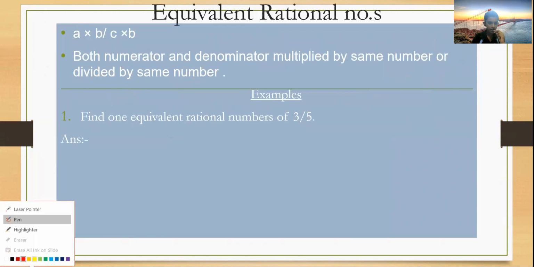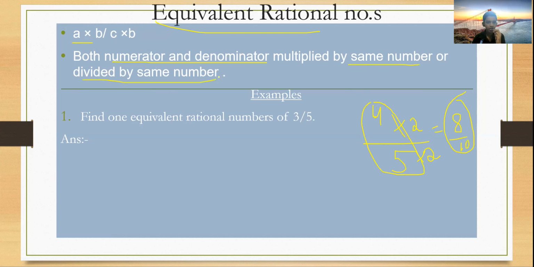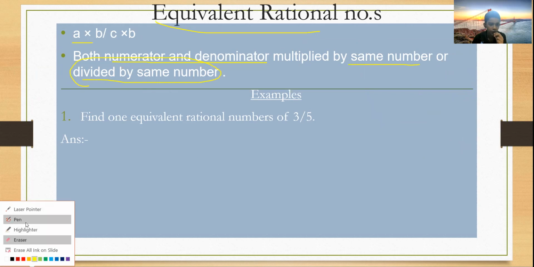Now we will be studying equivalent rational numbers. So what are equivalent rational numbers? Suppose there is a fraction 4 by 5. If I multiply 2 to both the numerator and denominator, there will be 8 by 10. So 8 by 10 is an equivalent fraction of 4 by 5. Thus, equivalent rational numbers can be formed if we multiply the numerator and denominator by the same number, or divide the numerator and denominator by the same number. Here I multiplied the numerator and denominator by the same number and got 8 by 10 as the equivalent fraction.